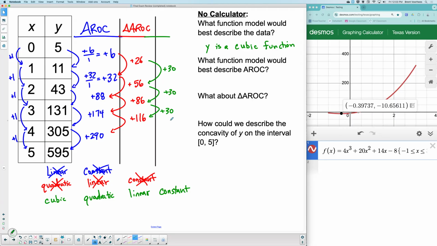Okay, let's just go ahead and fill this out. What function model best describes AROC? That would be a quadratic. AROC is quadratic. And delta AROC would be linear. The delta AROC would be linear.